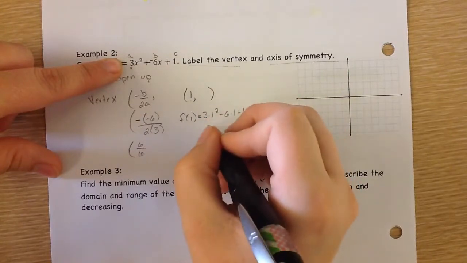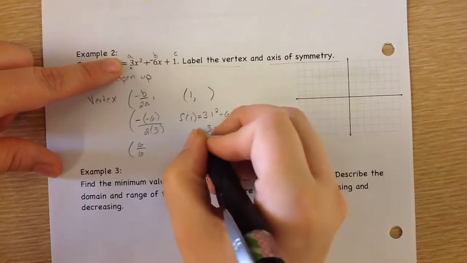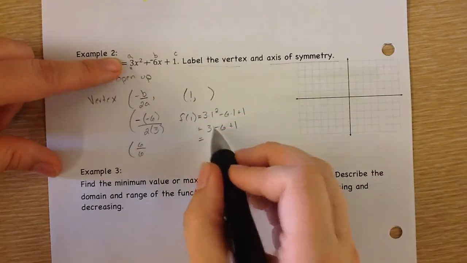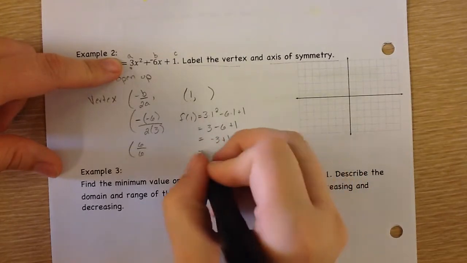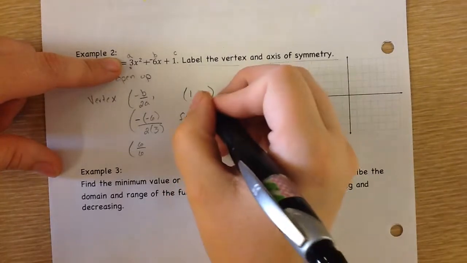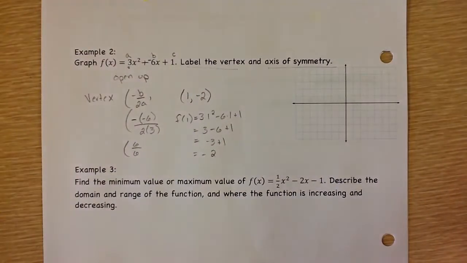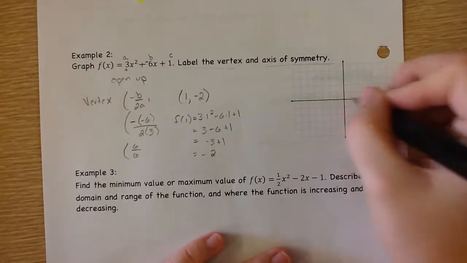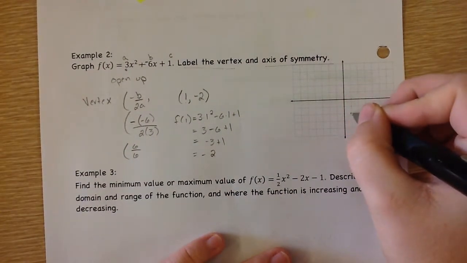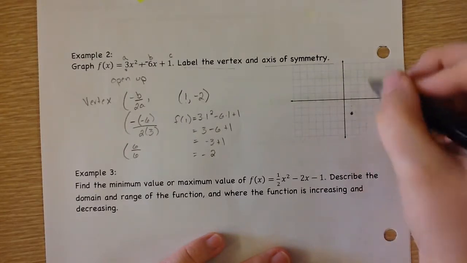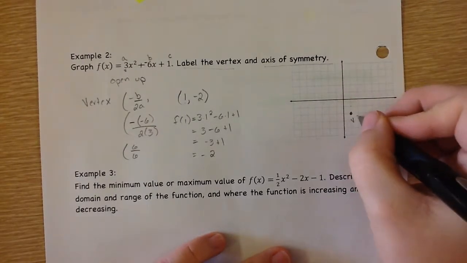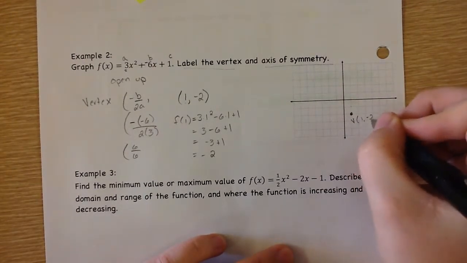So 3 minus 6 plus 1. So 3 minus 6, negative 3 plus 1. So negative 2. So my vertex is at negative 2. So 1, negative 2. So over 1, down 2. There's my new vertex. I know it's going to open up, so it's going to open like that. So there's my vertex, 1, negative 2.